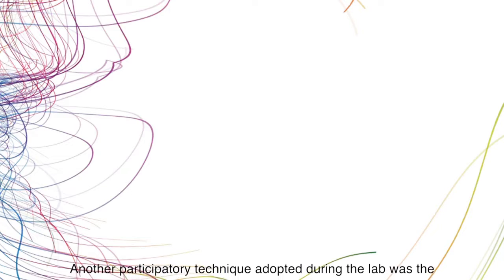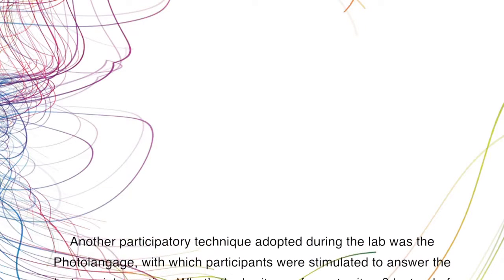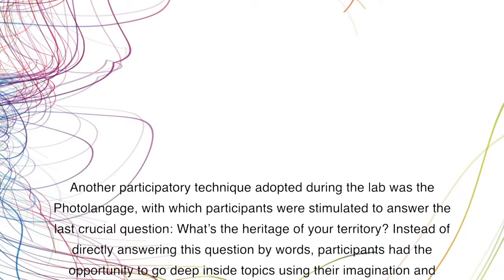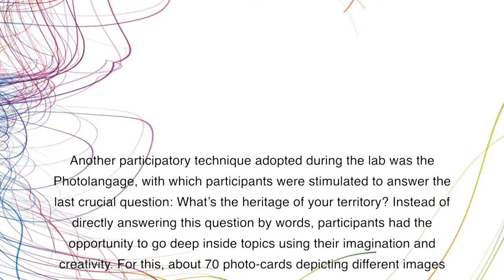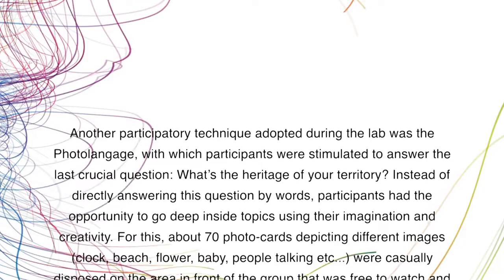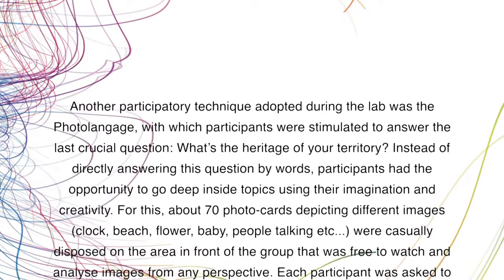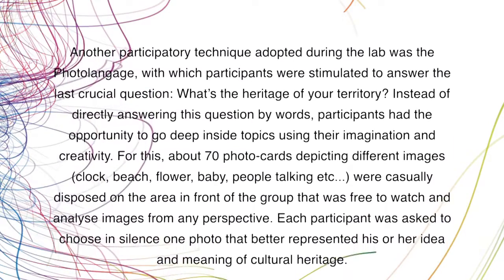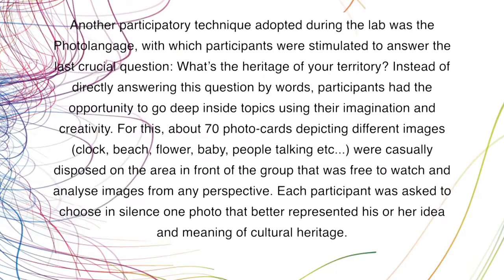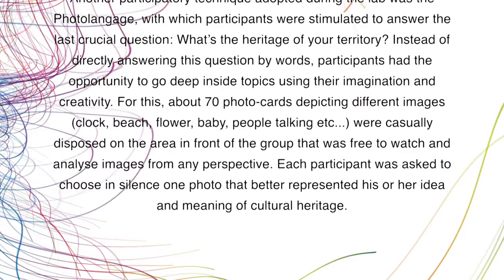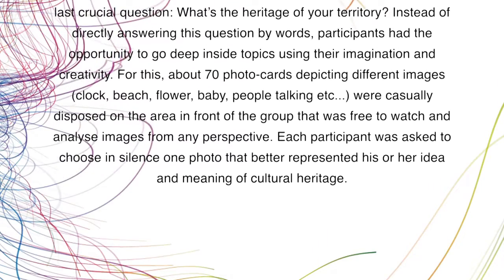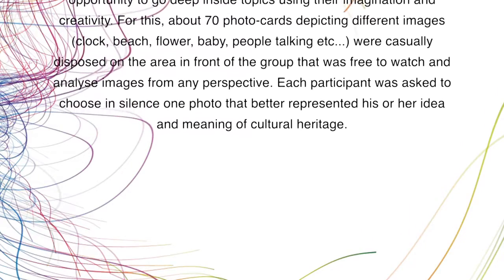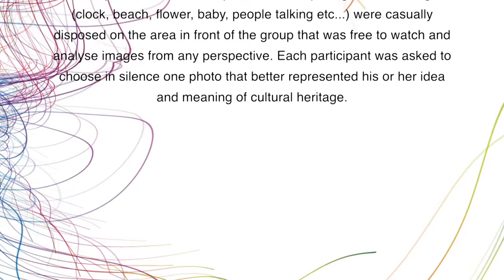Another participatory technique adopted during the lab was the photolangage, with which participants were stimulated to answer the last crucial question: what's the heritage of your territory? Instead of directly answering this question by words, participants had the opportunity to go deep inside topics using their imagination and creativity. For this, about 70 photo cards depicting different images, clock, beach, flower, baby, people talking, etc., were casually disposed on the area in front of the group that was free to watch and analyze images from any perspective.